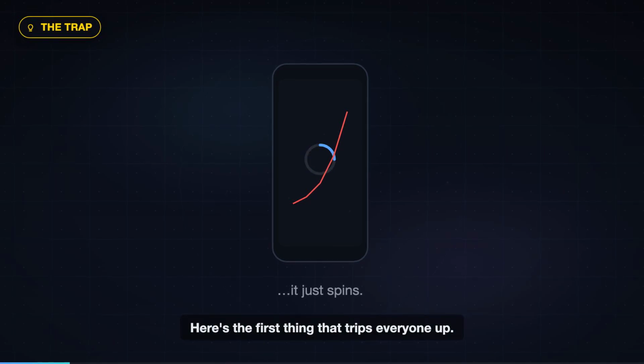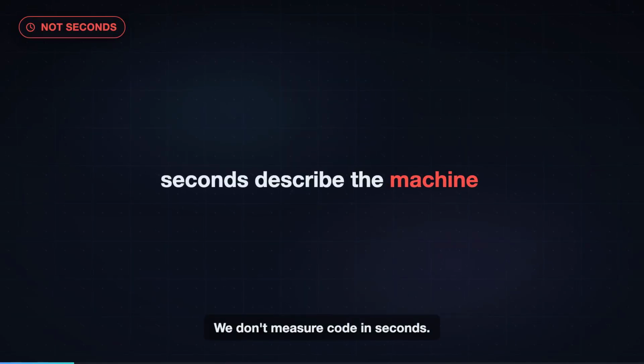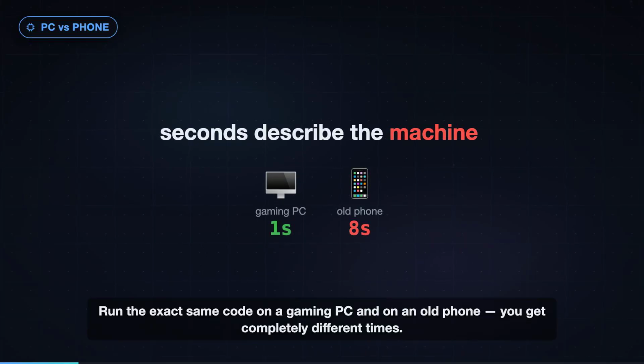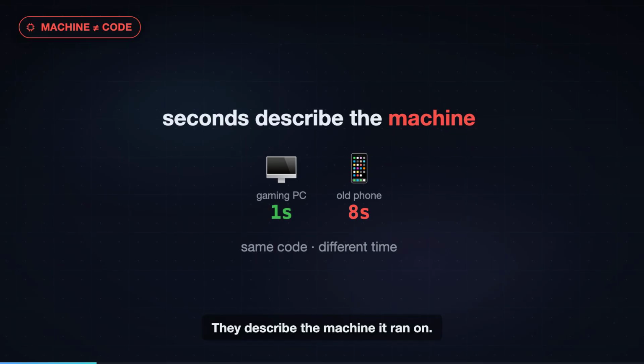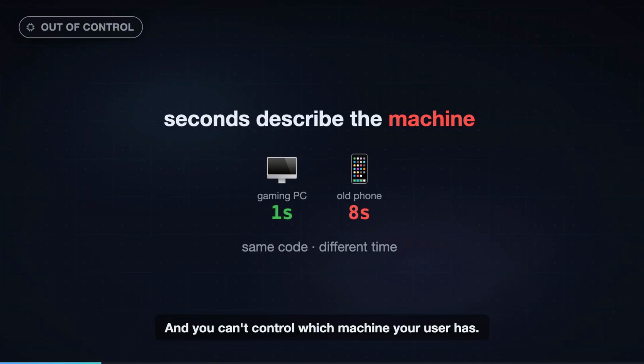Here's the first thing that trips everyone up. We don't measure code in seconds. Run the exact same code on a gaming PC and on an old phone. You get completely different times. So seconds don't describe your code. They describe the machine it ran on. And you can't control which machine your user has.